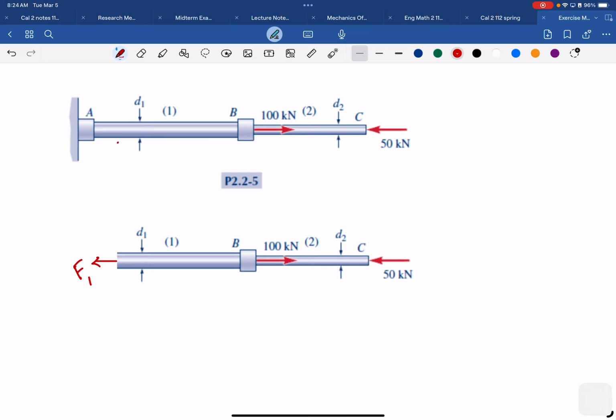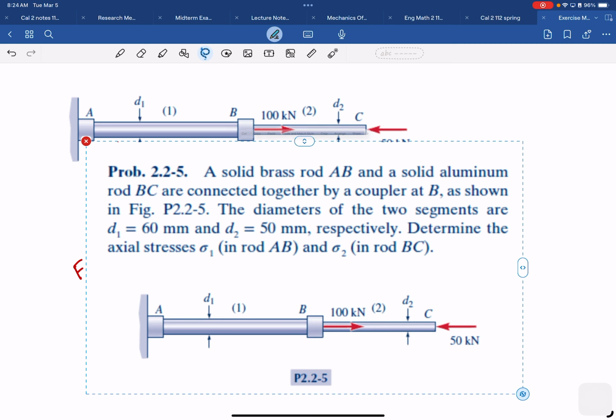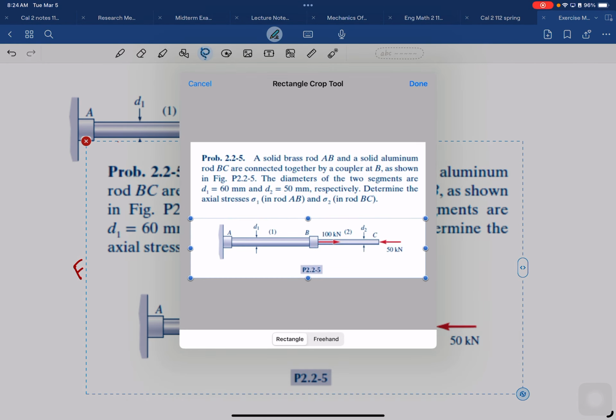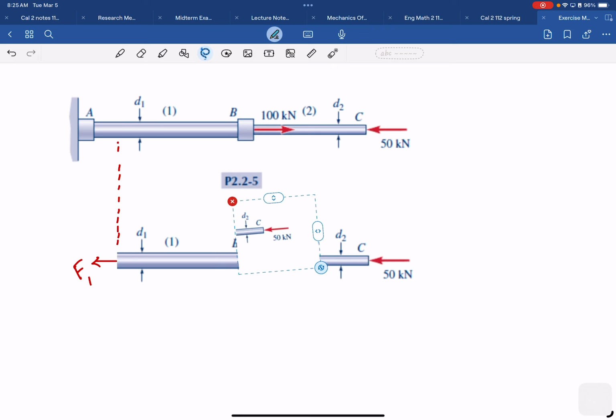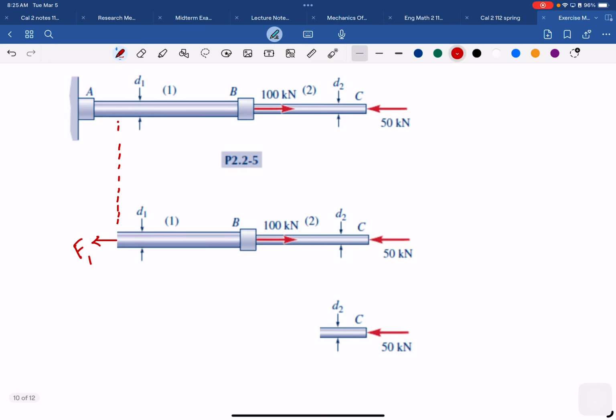Okay, so we cut open here, and then the same thing, copy. And let me take maybe here. The second part is this. And this is defined as the F2. Okay.